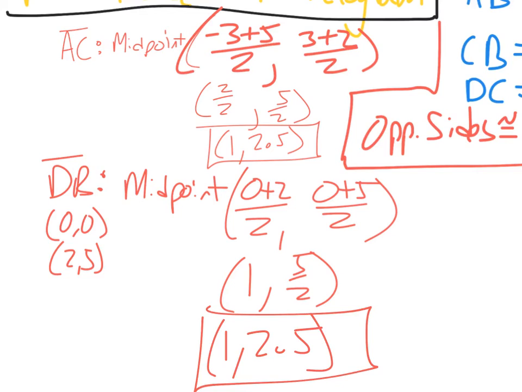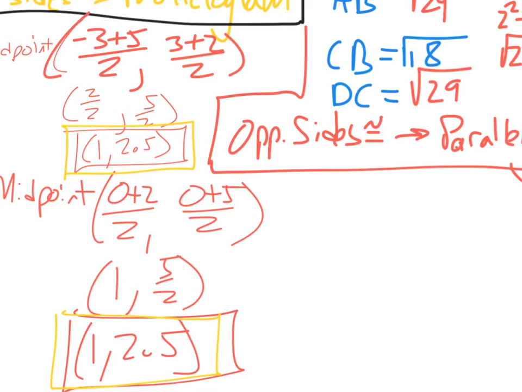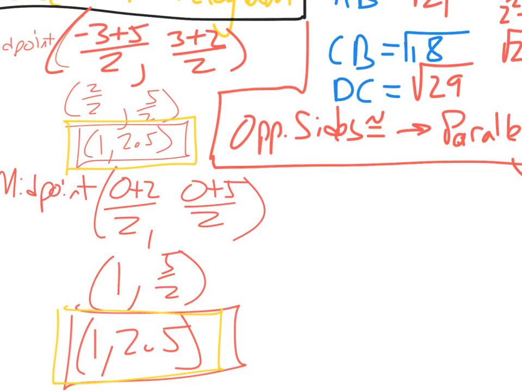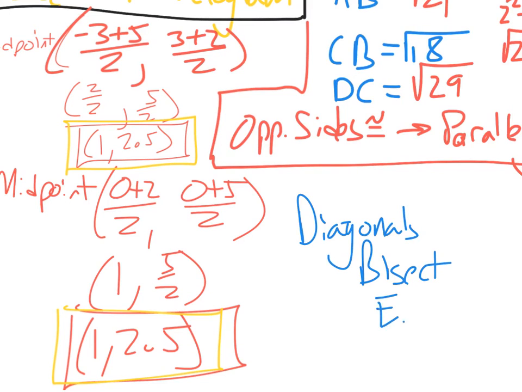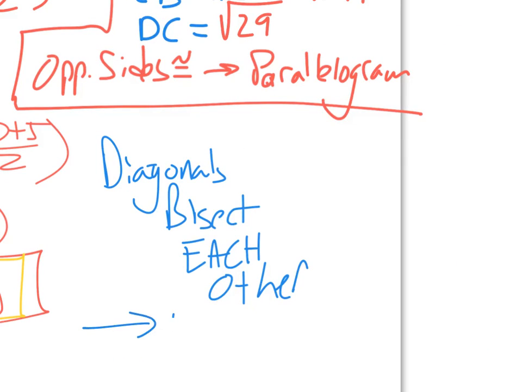Okay, so these midpoints are the same, right? Same midpoint. In other words, they bisect each other. So we can say yes. We can say diagonals bisect each other because they go through the same midpoint. Okay, they have the same midpoint. And so it's a parallelogram. Diagonals bisect each other. So it's a parallelogram. That's the idea.